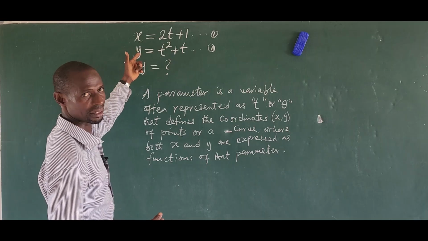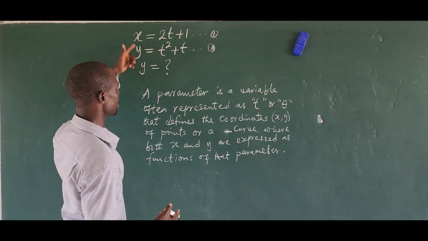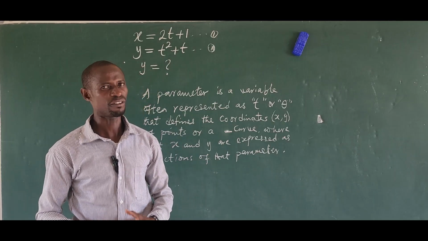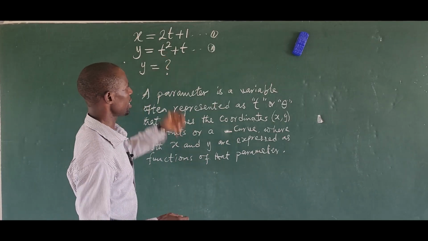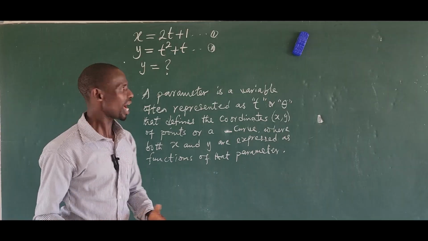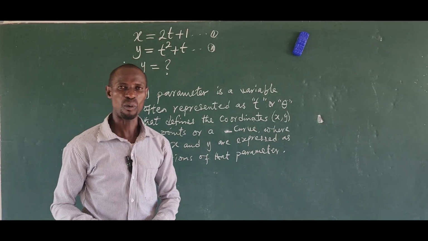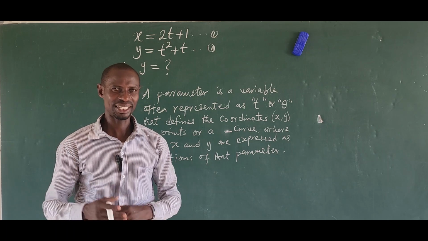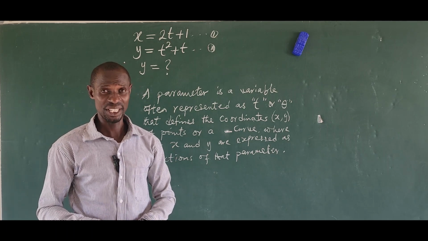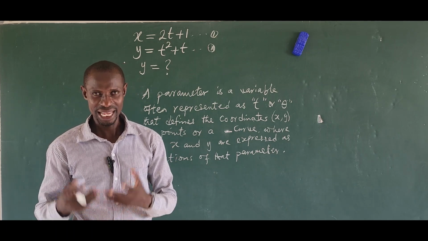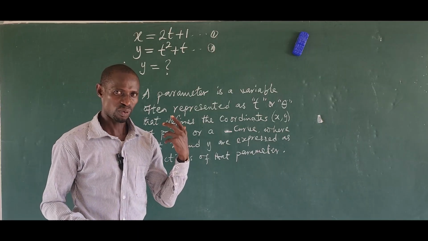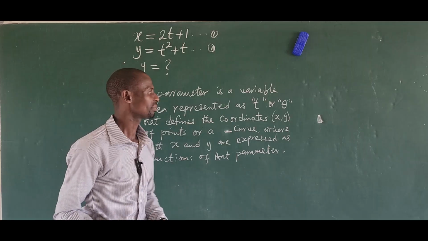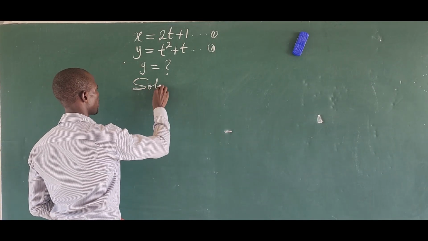So this is expressed as a function of our x and y. That is the definition of a parameter. So t here is a parameter, right? But how do we now get the value of y in this expression? That is the sole aim of this math class. So let's go into solving this equation, having known the meaning of a parameter. So, take solution.